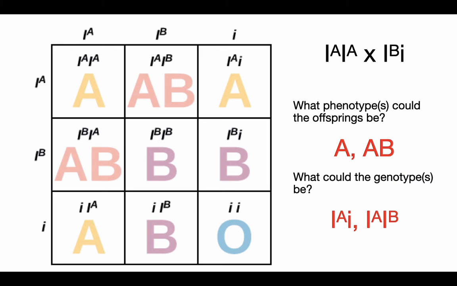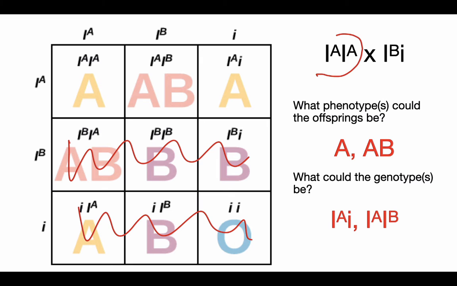Again, what are we looking at? Big IA, what can they give? Well, they can't give big IB. They can't give little i. We're looking at this right here. The only thing they give is big IA. That's it. What can the second parent give? Second parent can give big IB or little i, so they can't give this one. Again, what am I looking at? I'm looking at what can they give. They can give this one or they can give that one. This parent can give that one there.